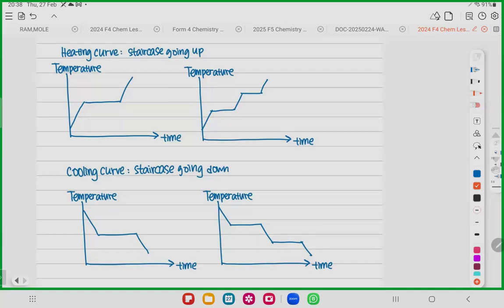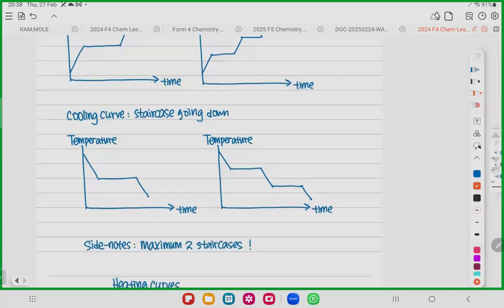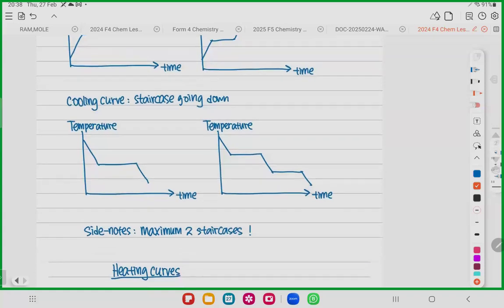Okay, right. So now the next thing that we want to do is this. Today we will only focus on the heating curve. That's all. Our objective for today is quite easy: we just want to fully understand the heating curve. I won't teach you heating curve and cooling curve together in one lesson because it is very, very confusing. So for today, we will fully focus on the heating curve for probably the next 1.5 hours.